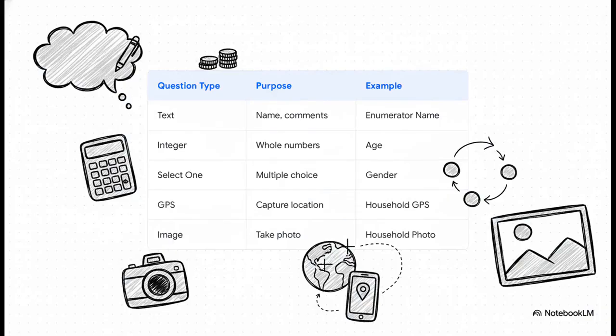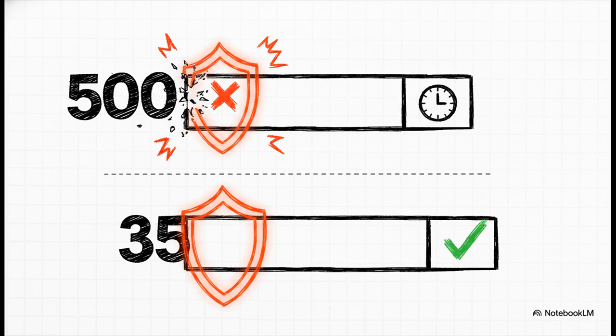And you can capture all kinds of information. For the name of the enumerator, that's the person collecting the data, you'd use a simple text question. For someone's age, you'd use integer to make sure you only get a whole number. You can have multiple choice for things like gender, you can capture a super precise GPS location for the household, and you can even take a photo, all inside the same form. Now this is where the magic really happens for your data quality. You can actually add intelligence to your form using something called a validation rule.